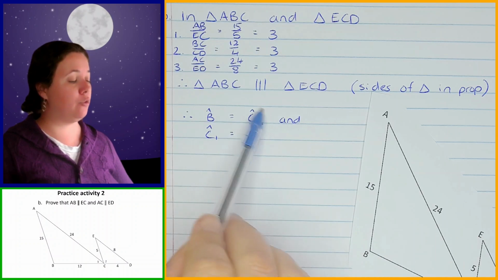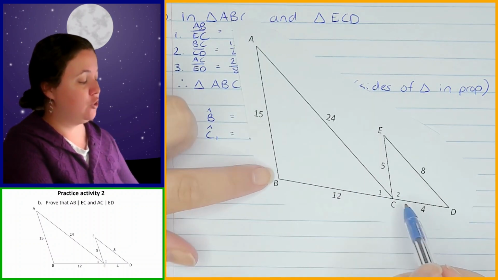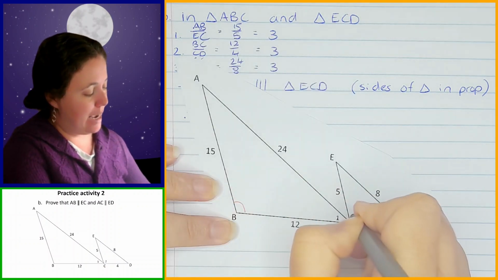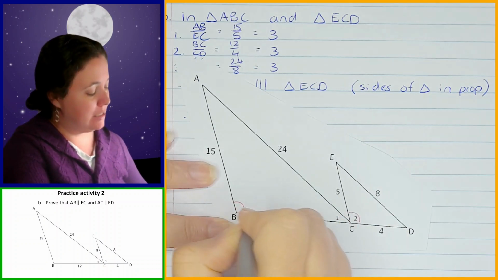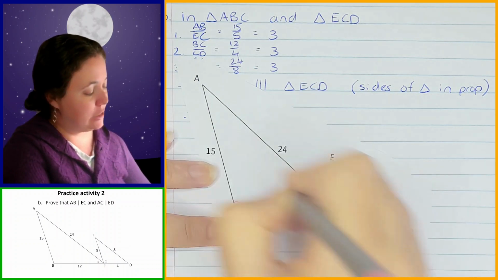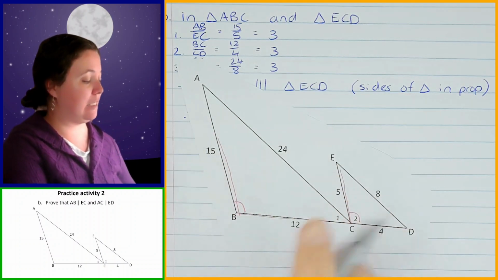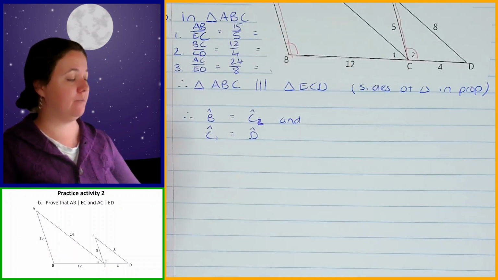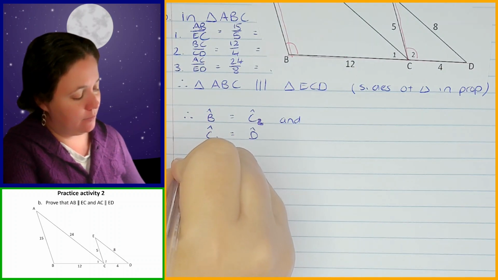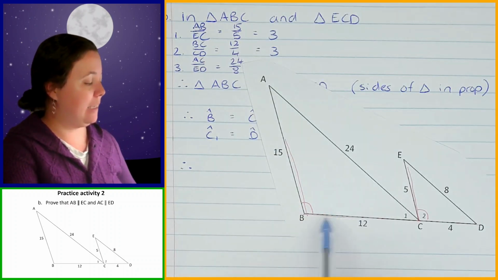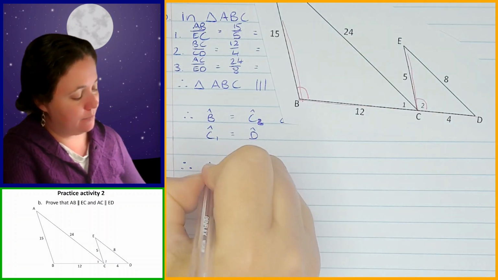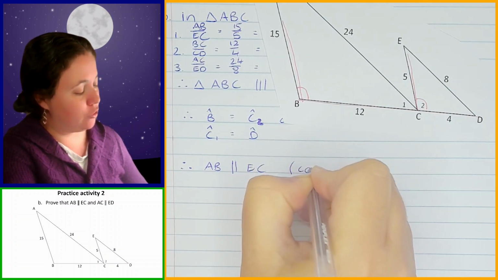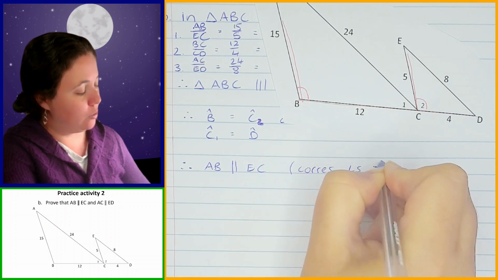Now, because angle B is equal to angle C2, these two angles are equal, they are corresponding angles. So over here, this angle and that angle are corresponding angles, where this is my transversal and these are the two lines that it's cutting through. Because these two angles are equal, it means that those two lines must be parallel. So I can say, therefore, AB is parallel to EC. And the reason I know that is because the corresponding angles are equal.